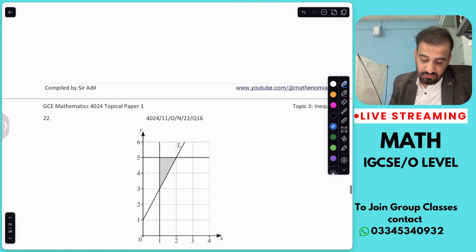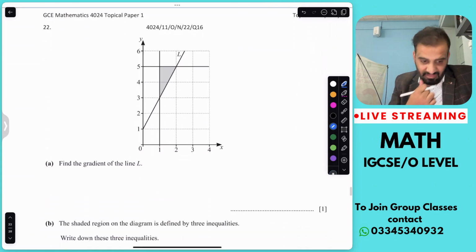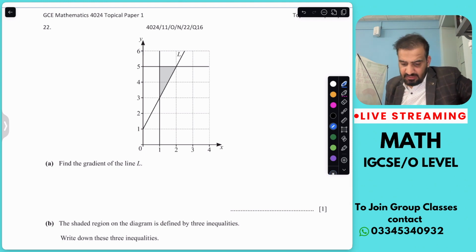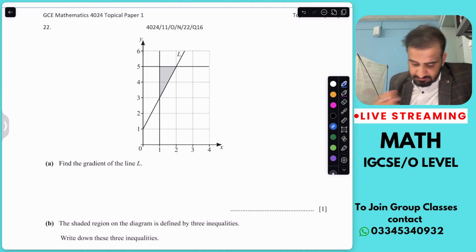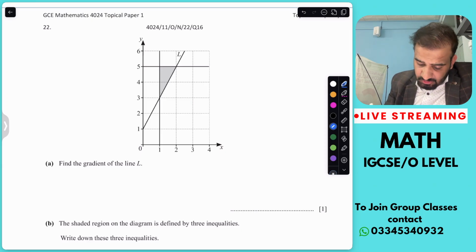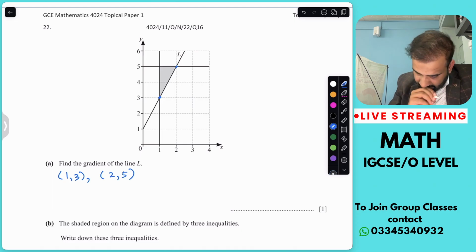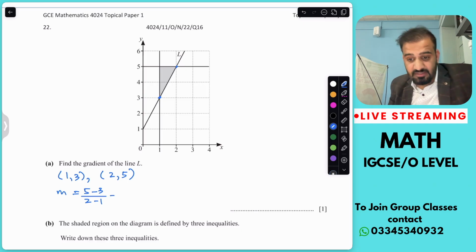Question 22. Find the gradient for 1 mark. So how to find the gradient? It is so easy. Either you can use rise over run or you can find the gradient using 2 points. तो ये पहला पॉइंट क्या है 1,3. The other point is 2,5. Find the gradient: 5 minus 3 over 2 minus 1. 5 minus 3 is 2.